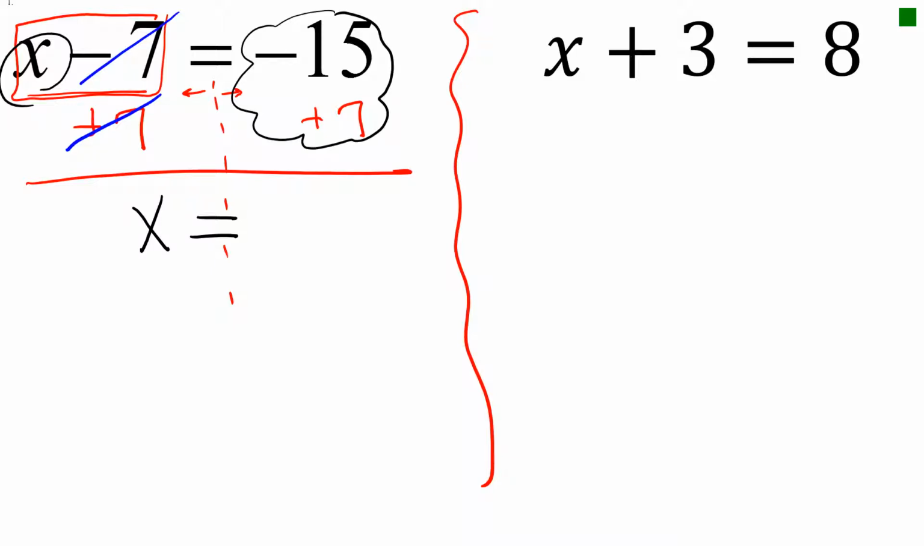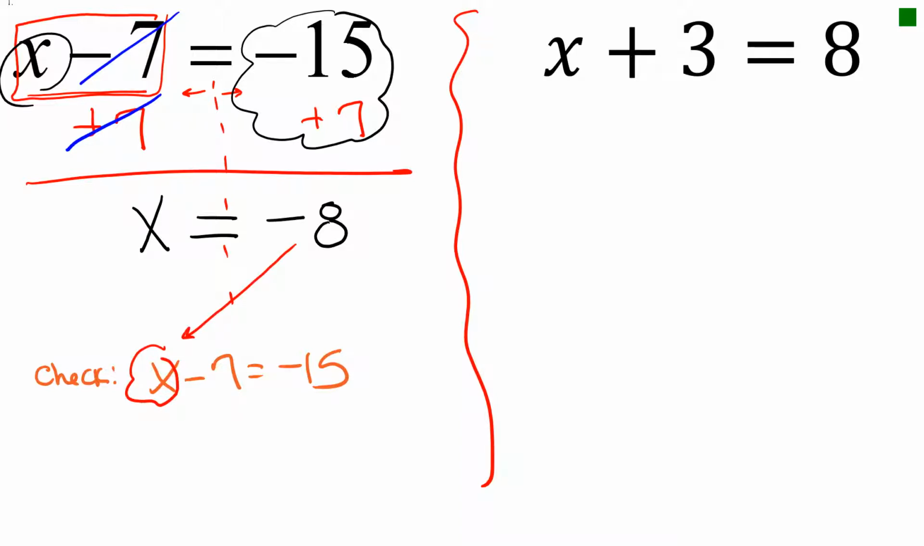You can use your calculator, or you can know that negative 15 plus 7 is negative 8. You are done. If you want to check this, you can go back into this original equation, take this x right here, and replace it with that negative 8. So you would have negative 8 minus 7, and negative 8 minus 7 does equal negative 15. We wanted to know if it did. It does, so it checks.